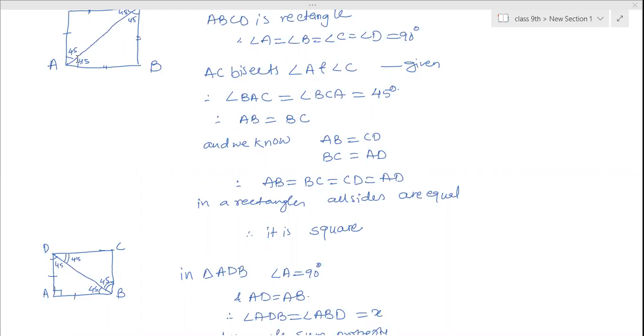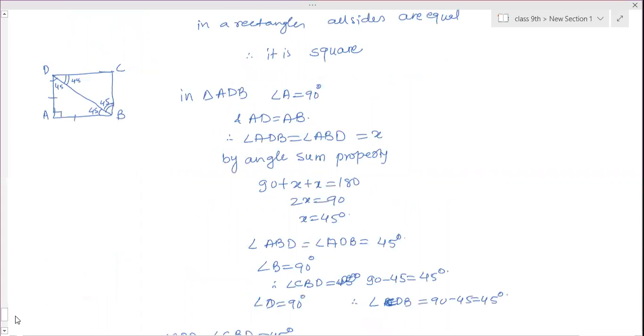Done, ma'am. Ma'am, can you scroll a bit down? Done, ma'am. Instead of angle sum property, you can prove it using alternate interior angles also.